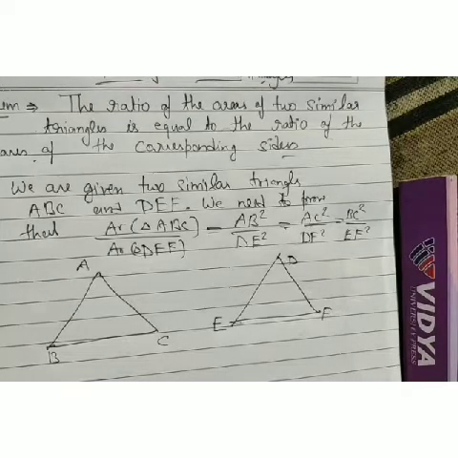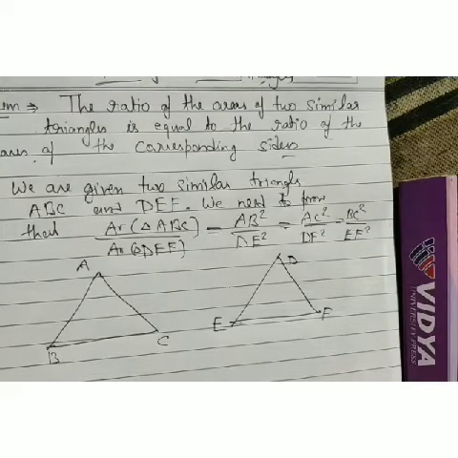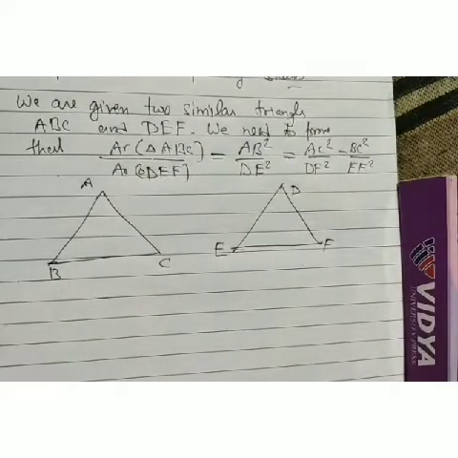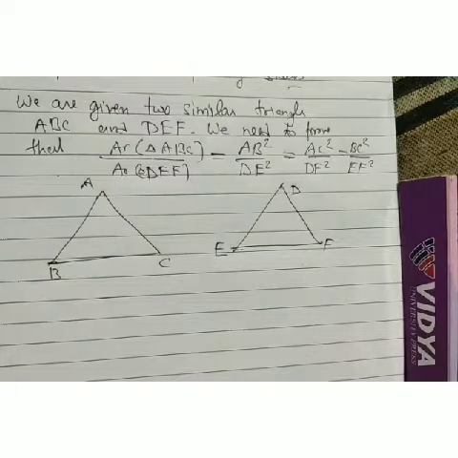We have to show that the ratio of areas of two similar triangles is equal to the ratio of squares of their corresponding sides. Now to prove it, since we need areas, in triangles we have the formula to find the area of a triangle: half base into height. So we need the height.